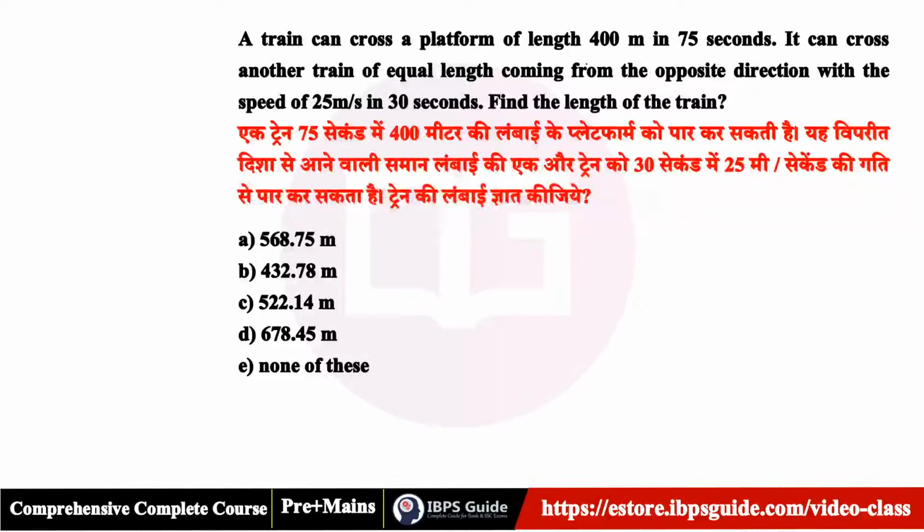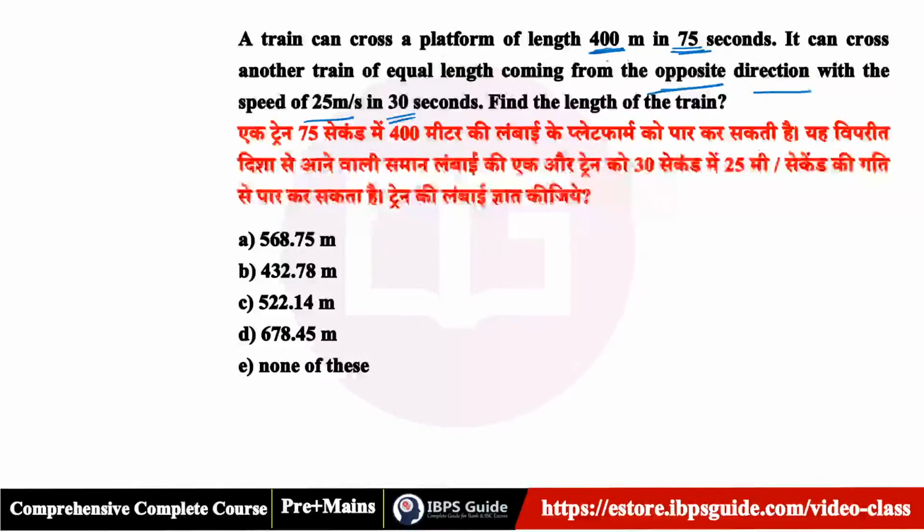A train can cross a platform of length 400 in 75 seconds. It can cross another train of equal length coming from the opposite direction with the speed of 25 in 30 seconds. Find the length of the train.